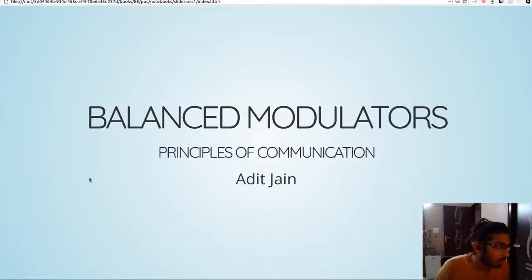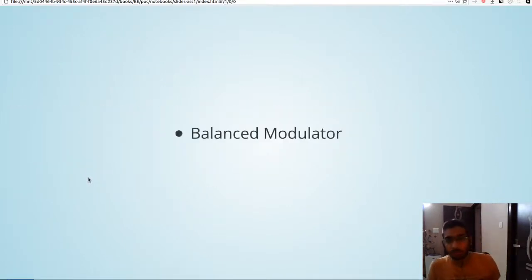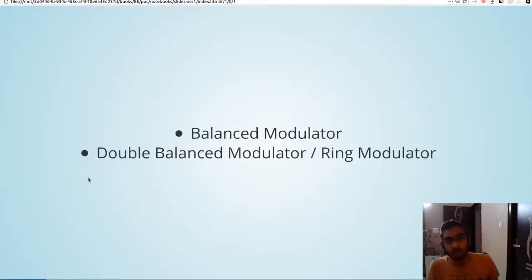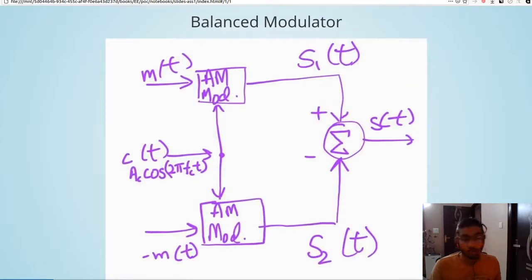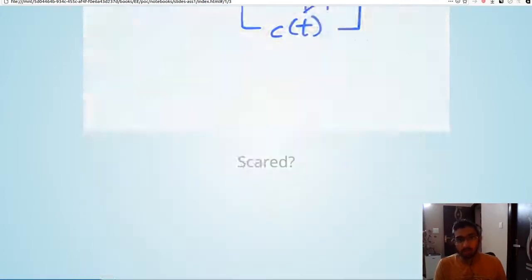Let's just start. So for balance, balance modulators are of two types. One, the ideal balance modulator, and the other, the physical implementation of a balance modulator, which is called a double balance modulator or a ring modulator. This is how a balance modulator looks, and this is how a ring modulator looks.